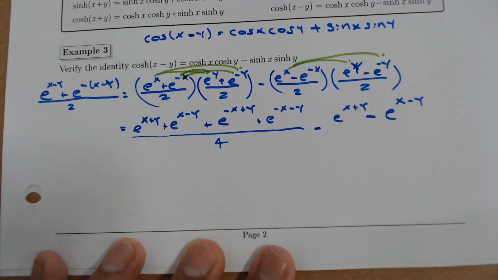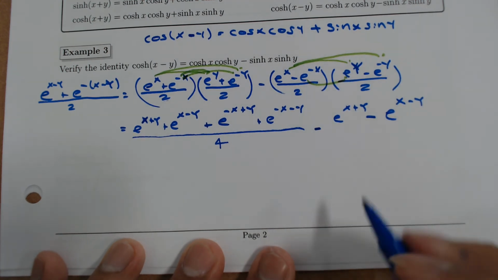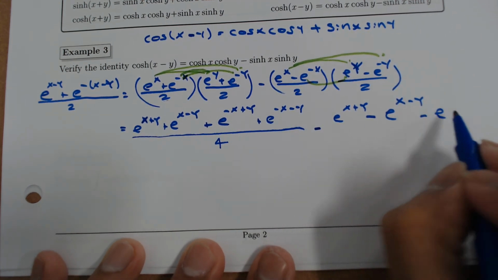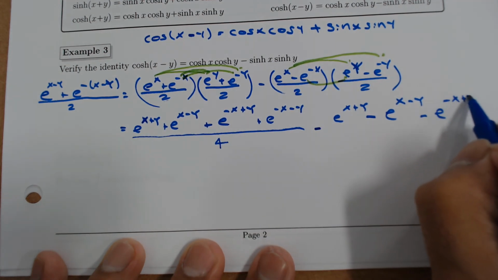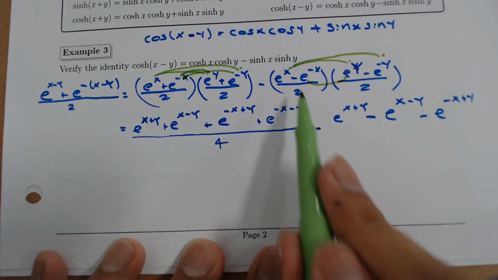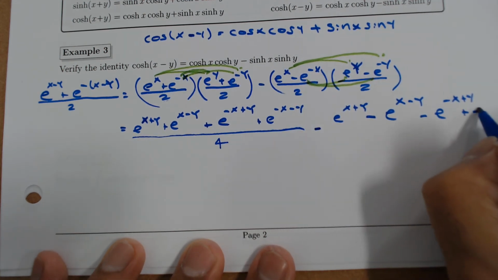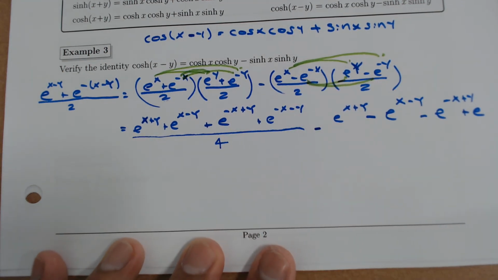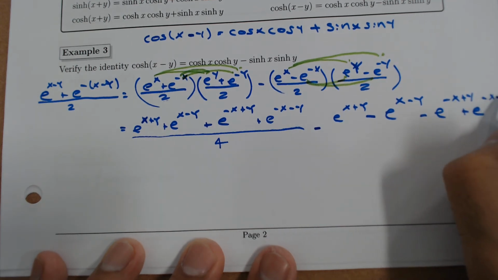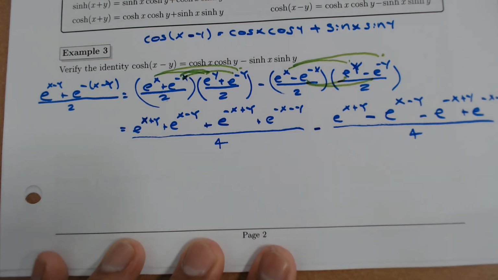And then negative times a positive, that's going to be another negative, e to the negative x plus y. And last but not least, negative times a negative, which is positive, e to both negative powers, in this case negative x minus y. And then everything divided by 4. All right?